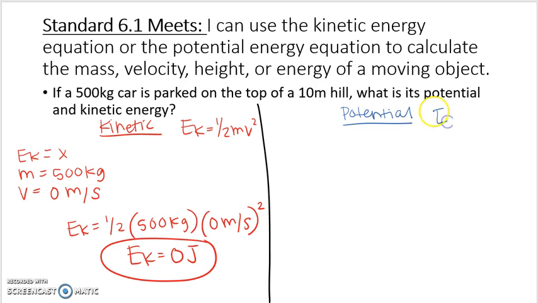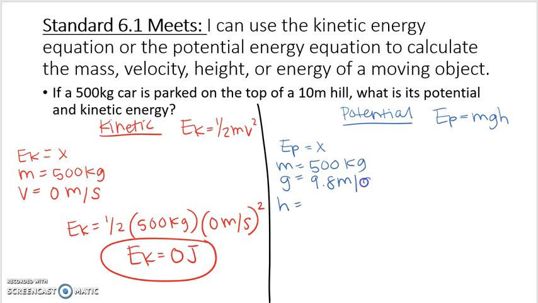My equation for potential is EP equals mgh. If I list my variables, EP is what I'm looking for. The mass of my car doesn't change. Gravity is 9.8. And this time we have a height of 10 meters.